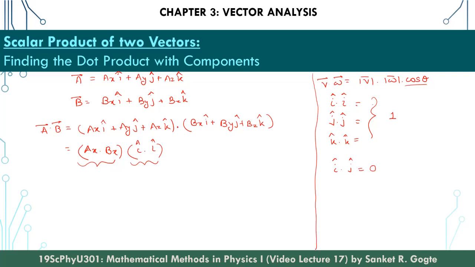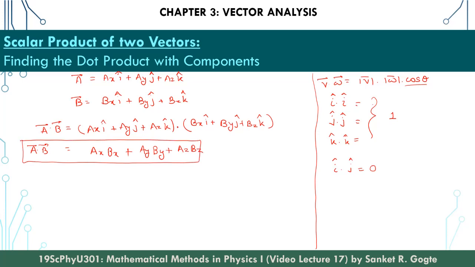Now what will happen is, out of the 9 terms that we get, 6 terms will be 0 because they will be the dot product between two dissimilar vectors, and what we will get in the end is this. It will be AX BX plus AY into BY plus AZ into BZ. So A dot B therefore is this quantity. Suppose we want to find the dot product between two vectors in terms of their components along the x, y and z axes, then we can use this formula to find the dot product.